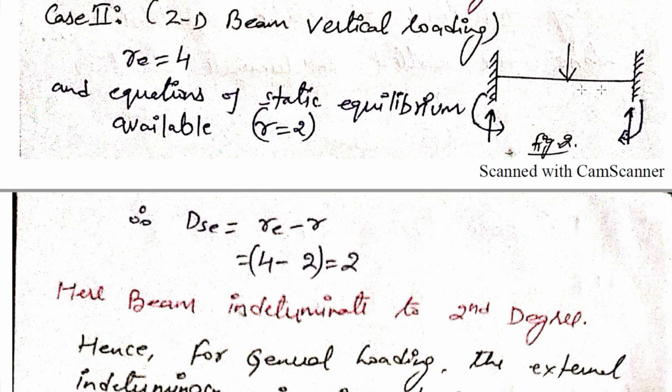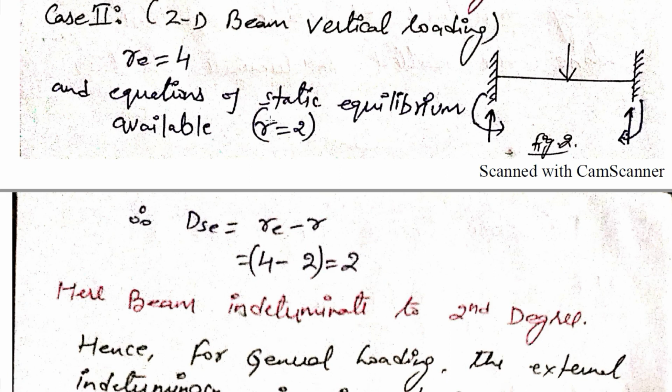So we have our static equilibrium equations, 2 here and 2 here. So Re value is 4 here, and the available static equilibrium equations we have are 2. The third one, the horizontal, we are not considering here. One is the vertical reaction and another is the moment. So R is equal to 2 here.